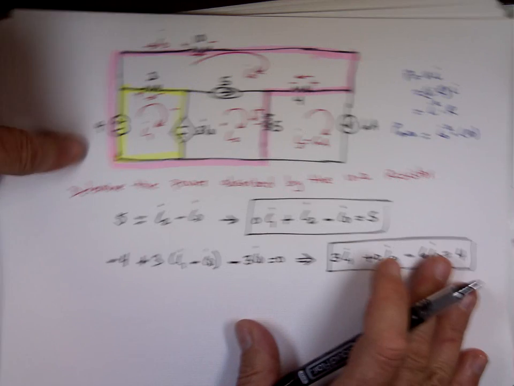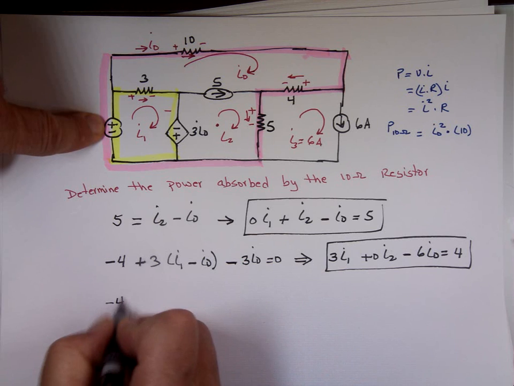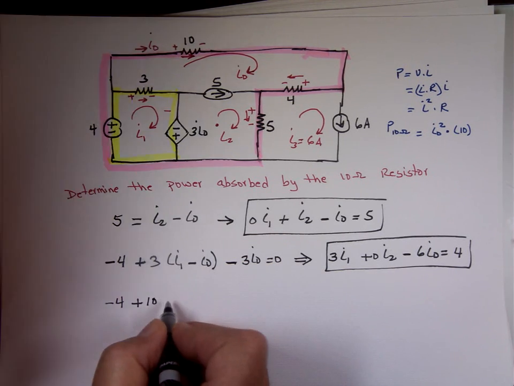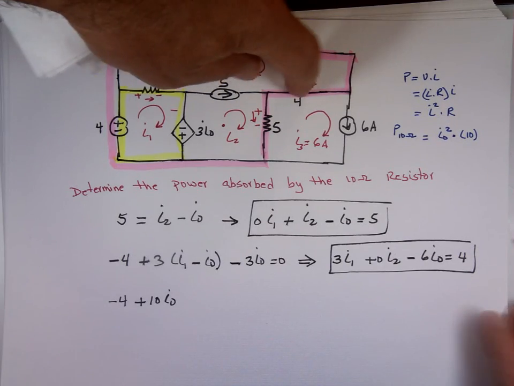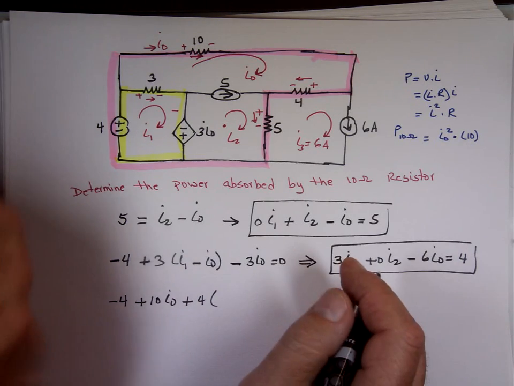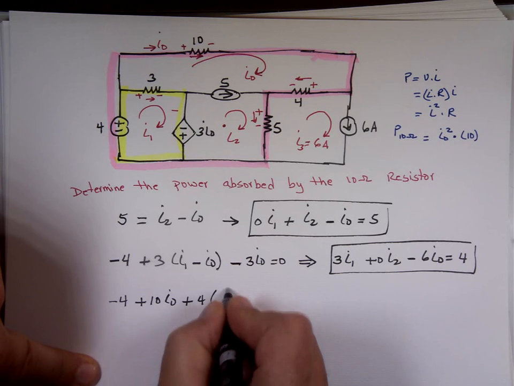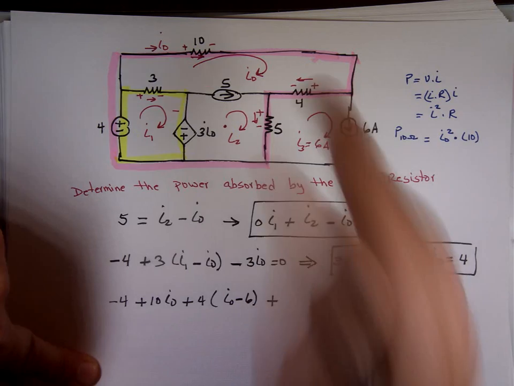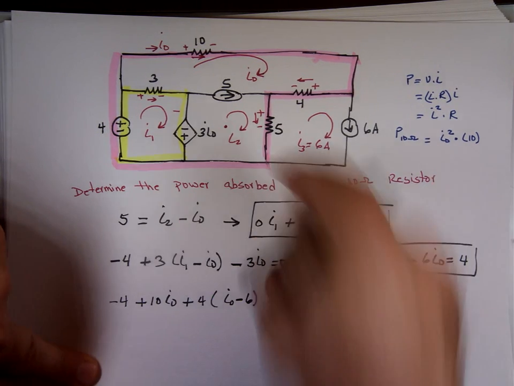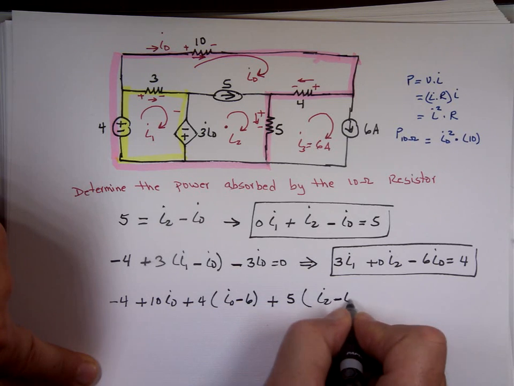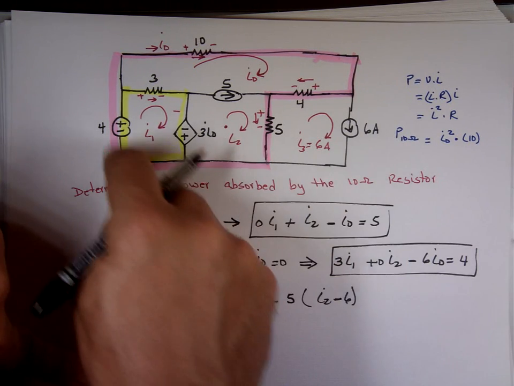Negative 4 plus 10 times the current. What's the current through that one? 10 I sub O. Keep going, down here, plus to minus, 4 times. What is the current from right to left? I sub O minus 6, yes. Plus, keep going, down here now, 5 times. What's the current coming down? I sub 2 minus 6. Continue traveling all the way to the beginning. That's equal to 0.